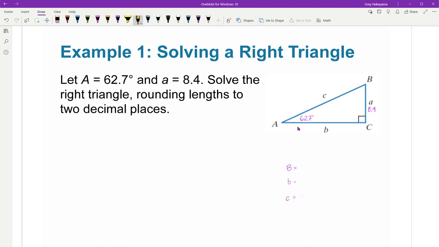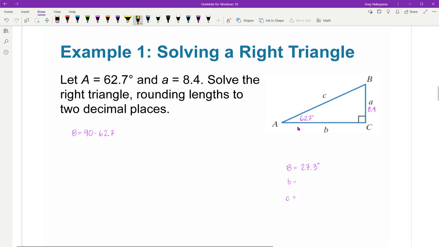Okay, so to find B, we know that angle C is 90 degrees. And in all of these problems, y'all, it's a right triangle, so one angle is 90. That means the other two have to add up to 90. So angle B is just going to be 90 minus 62.7, which is 27.3. Okay, next, I just have it set up to go for little b. It does not matter the order that you do this in.